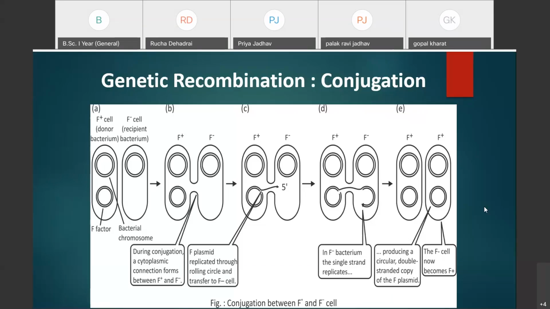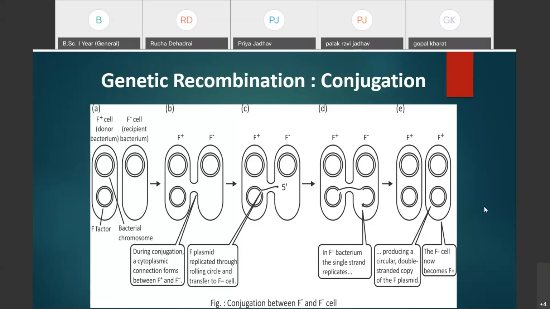Genetic recombination, or the interchange of genetic material in bacteria, takes place by three methods. The first one is conjugation, the second one is transformation, and the third one is transduction. Three methods of genetic recombination.